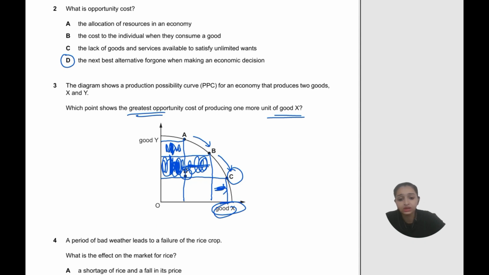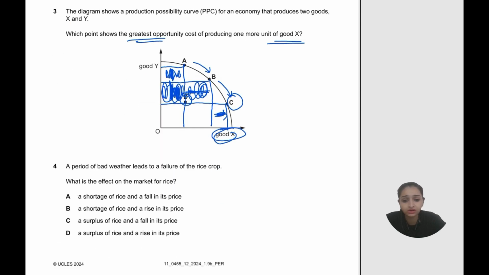A period of bad weather led to a failure of the rice crop.